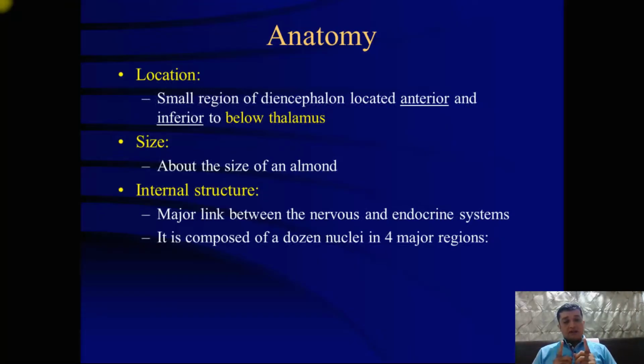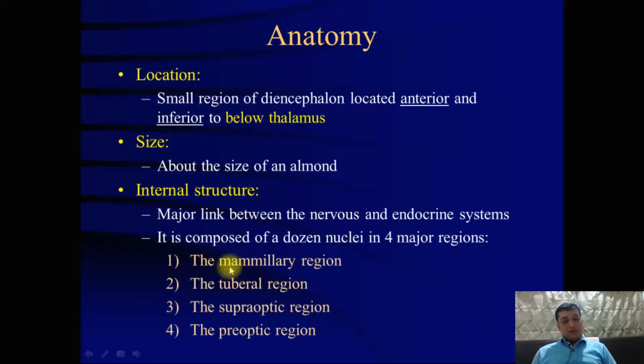So two parts, right? If a group of neurons is present outside the CNS, it is referred to as a ganglion. And if this group of neurons is within the CNS, that is in the brain and spinal cord, we call it a nucleus. If more than one nucleus, we call it nuclei. These very important nuclei are present in four regions. For example, the first one is the mammillary region, so called because it resembles the mammary glands.